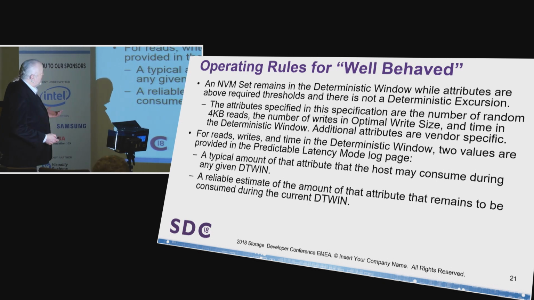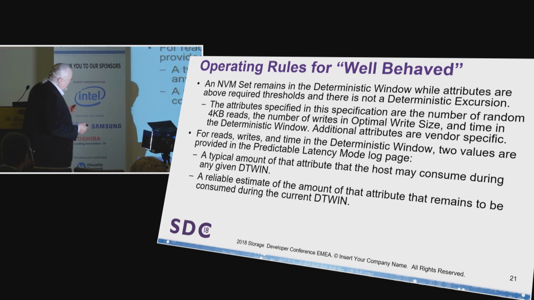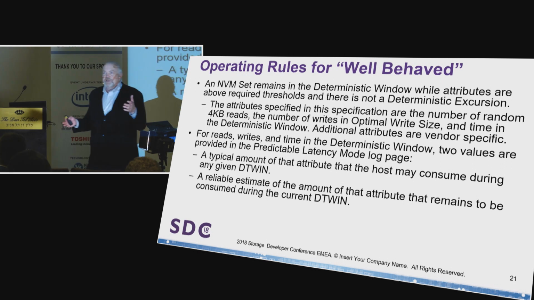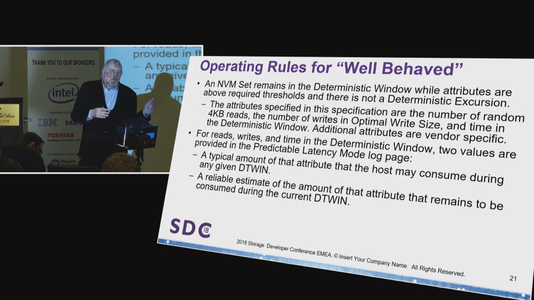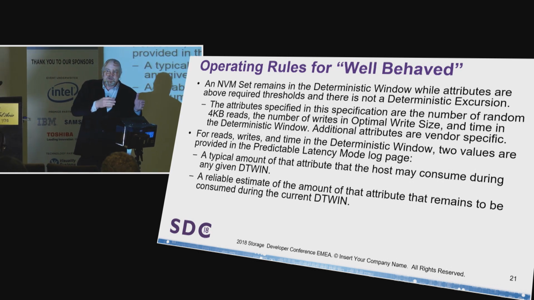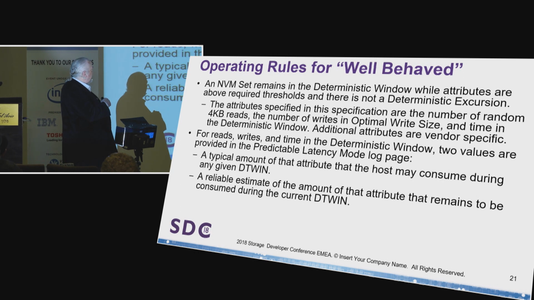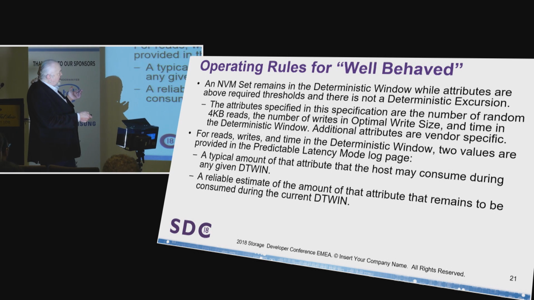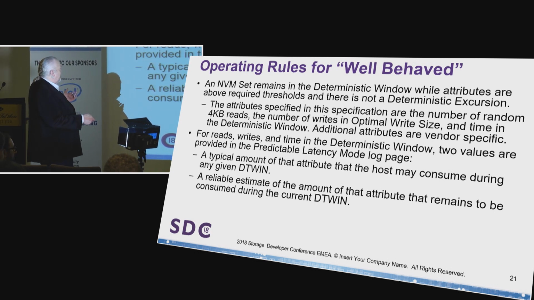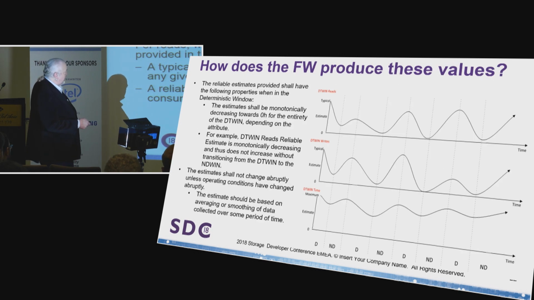So what does it mean to be well behaved? The host needs to know, either on the basis of time, how long he can spend in a deterministic window, or on the basis of these parameters that are decrementing or expiring. For reads and writes and time in that deterministic window, we have the typical amount of time that the attribute may consume during any given deterministic window, and a reliable estimate of the amount of that attribute that remains to be consumed during the current DT window.